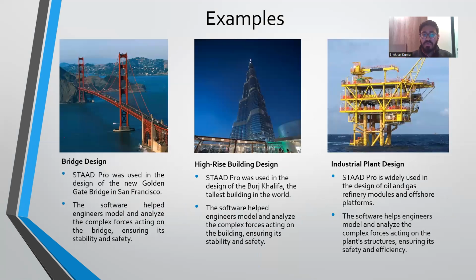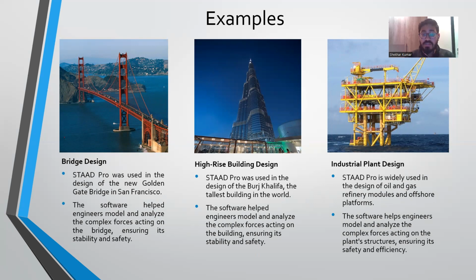So there are a few renowned examples where STAAD Pro has been used. In bridge design, STAAD Pro was used in the design of the new Golden Gate Bridge in San Francisco. It is one of the best examples of engineering marvel around the world, one of the longest suspension bridges, and STAAD Pro was used for the analysis and design of this bridge. This software helped the engineers model and analyze complex forces acting on the bridge, ensuring its stability and safety.